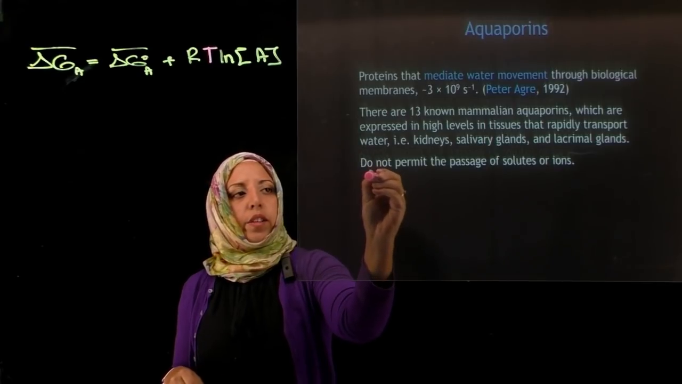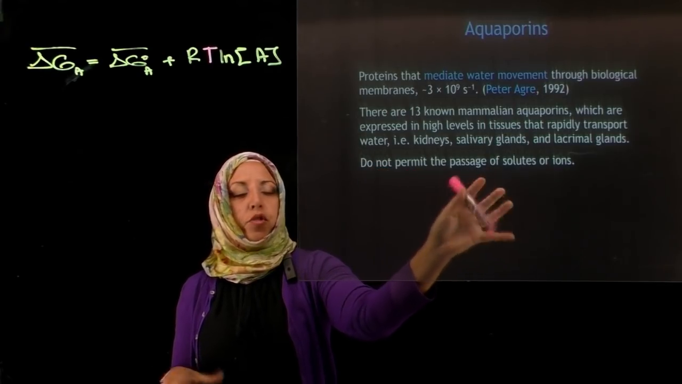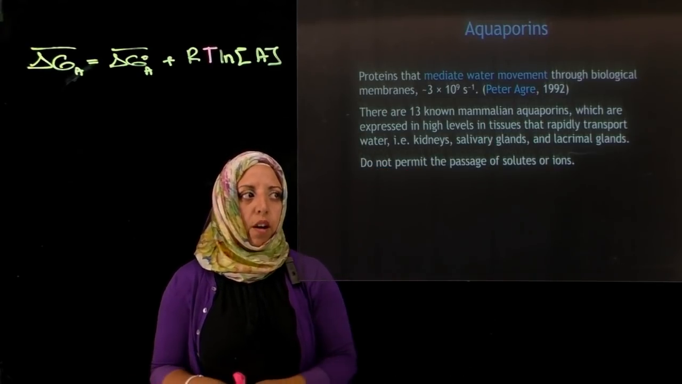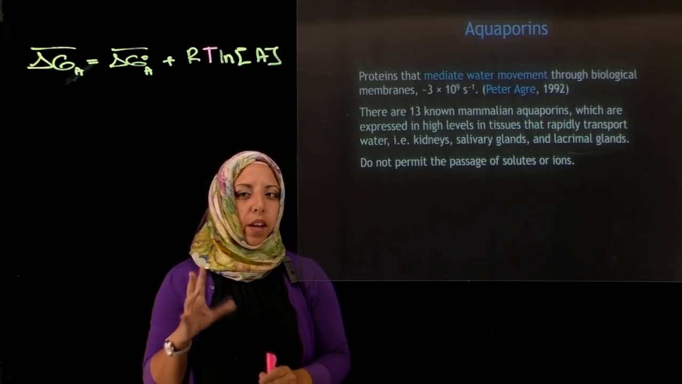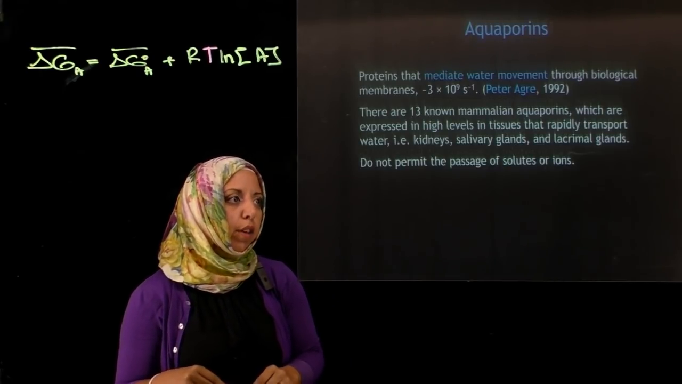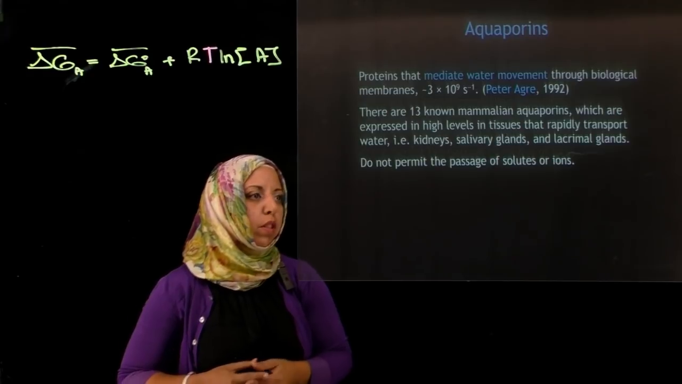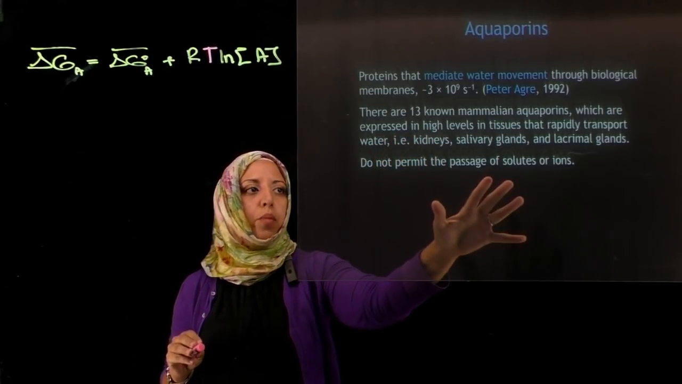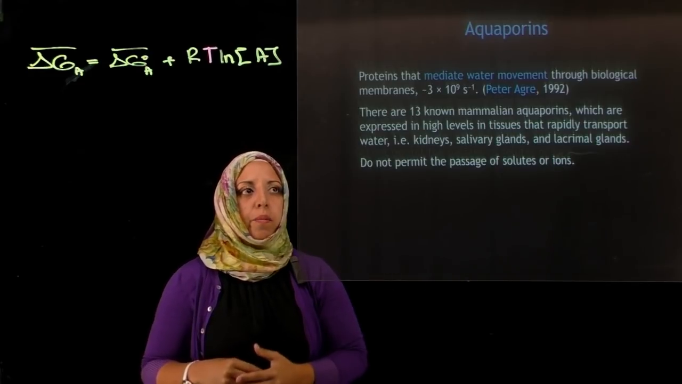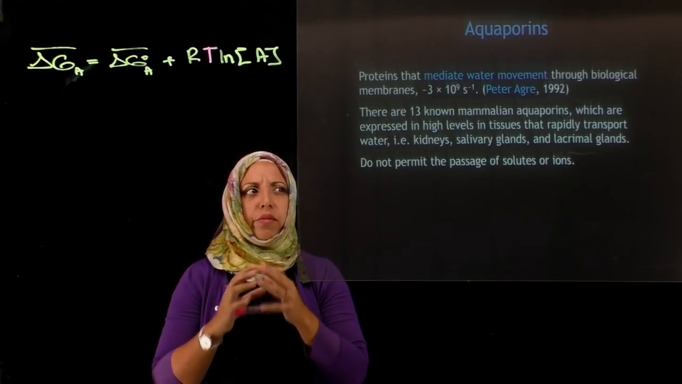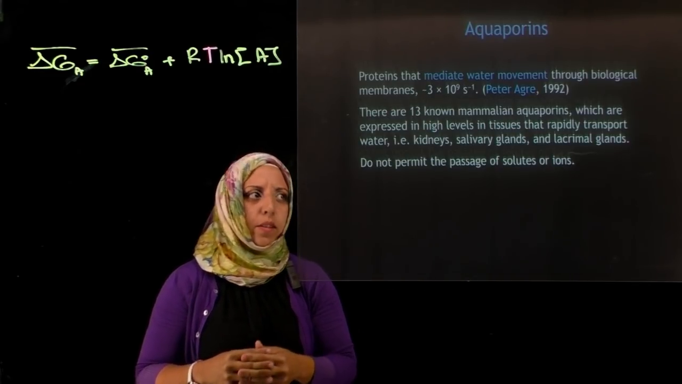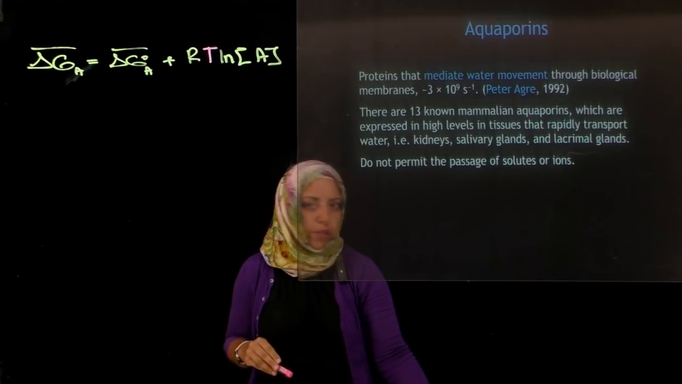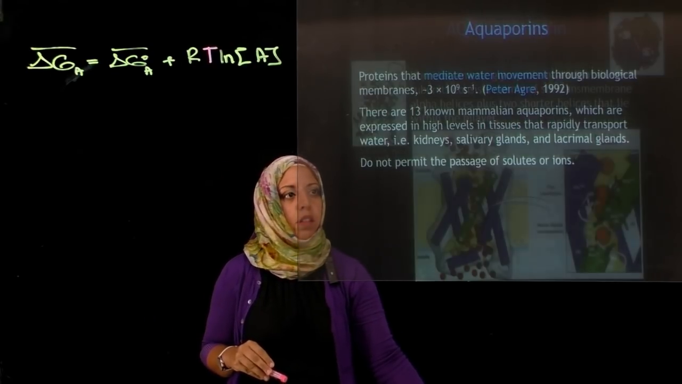And they're very specific in that they do not permit the passage of other solutes or ions. Now, there are some that do allow other solutes to pass through, such as urea, but for the majority, they only allow water to pass through. Plants have 50 different aquaporins, right? So they're very common in nature.